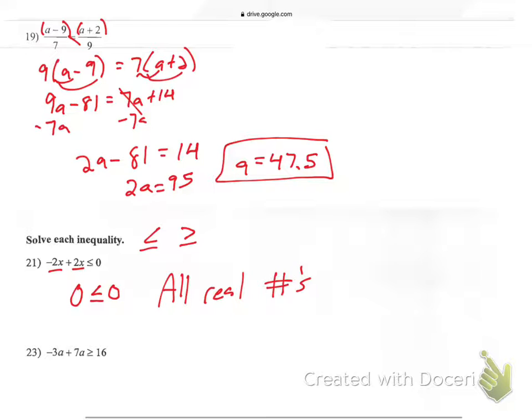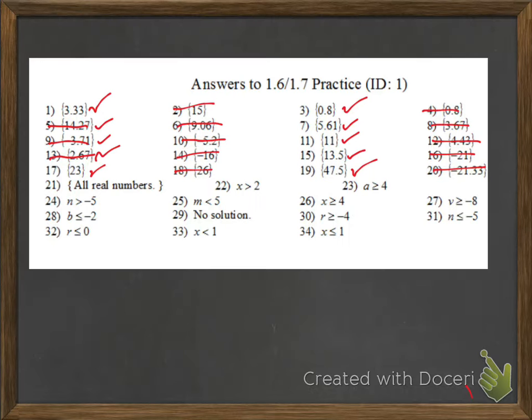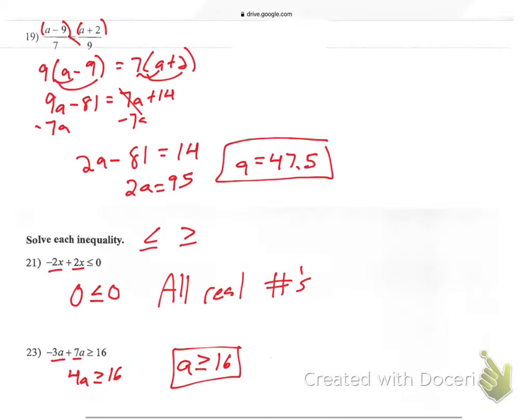All right, 23. We'd have negative 3a plus 7a, so that's going to give me positive 4a is greater than or equal to 16. Divide each side by 4, and a is greater than or equal to 16. So we have all real numbers, and then, sorry, not 16, it should be 4. Did I say 16? Let me check. Yeah, that's wrong, sorry. a is greater than or equal to 4.